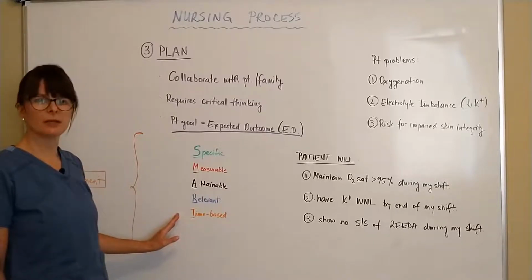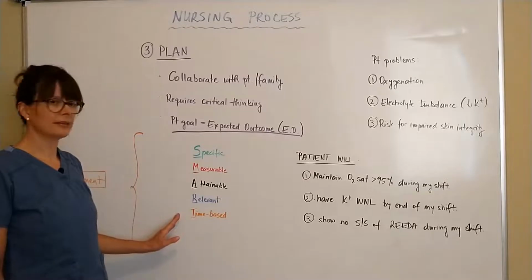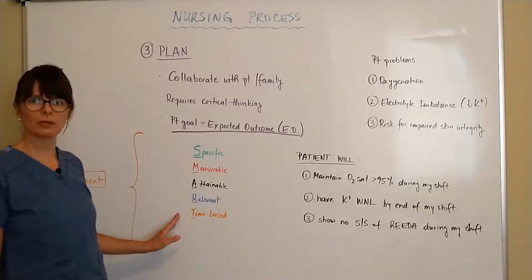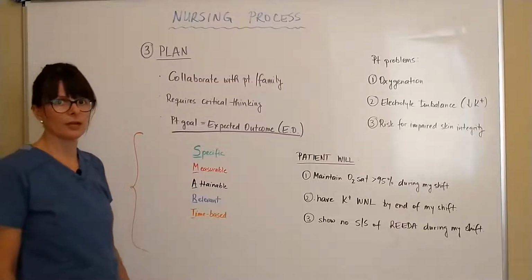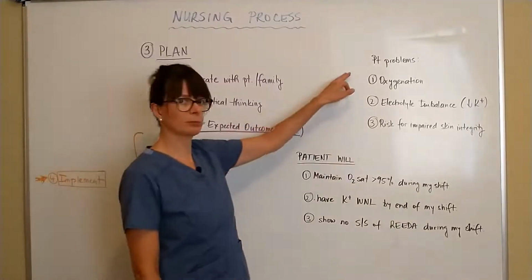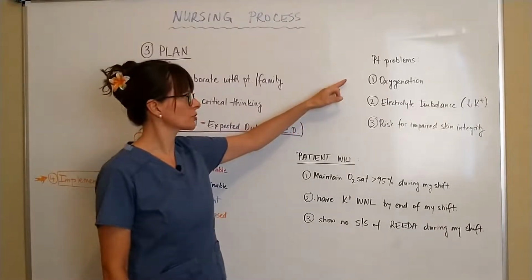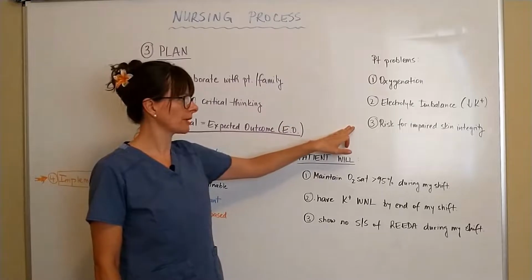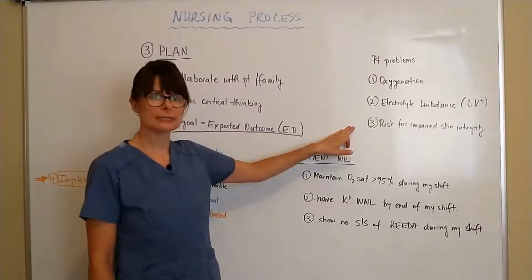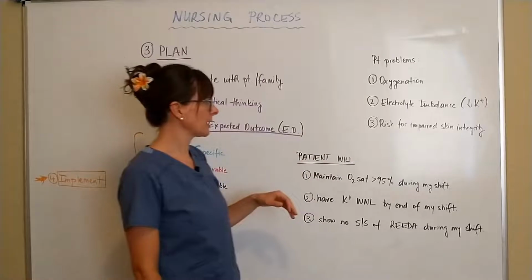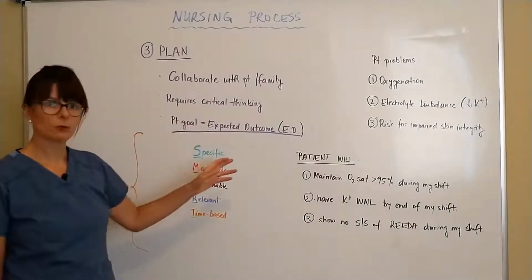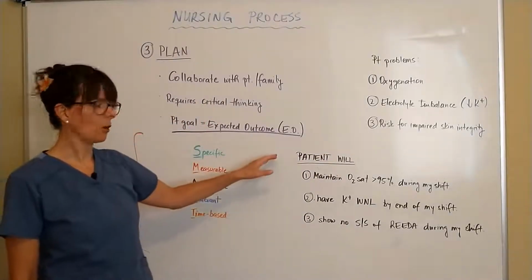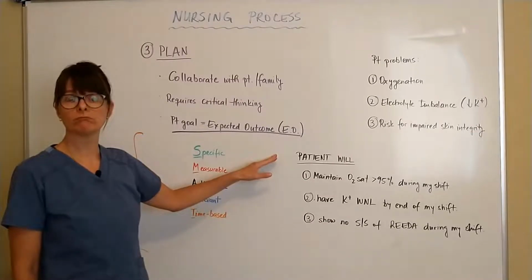Now, in the previous prioritization phase, phase number 2, we had identified in our patient who was complaining of shortness of breath and diagnosed with congestive heart failure that he had 3 different problems. So problem number 1 was oxygenation, number 2 electrolyte imbalance, and number 3 risk for impaired skin integrity due to the pitting edema. Now when we look at the patient goals, we can formulate them as follows. So they always start with the patient will.